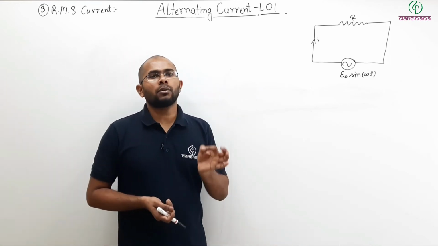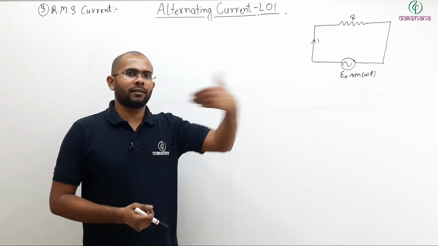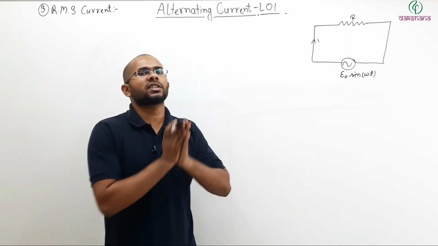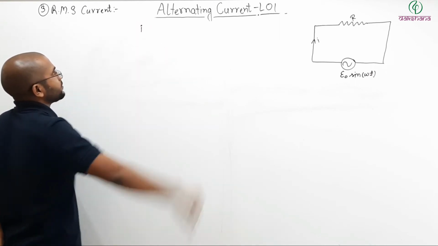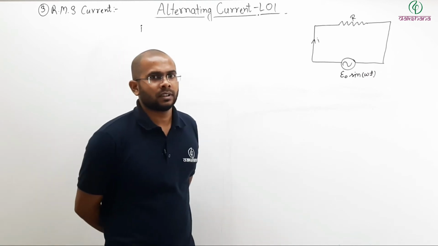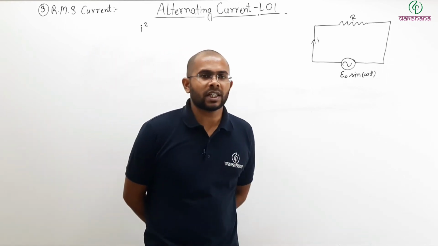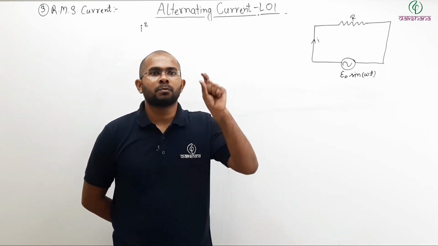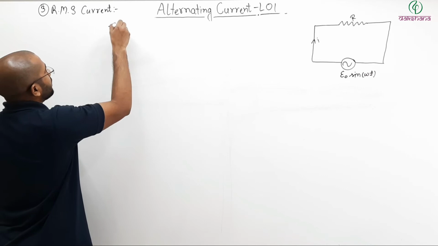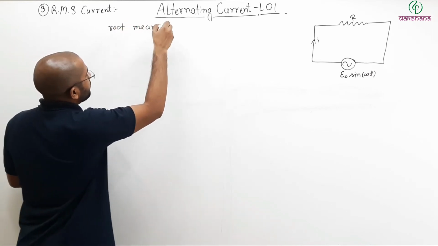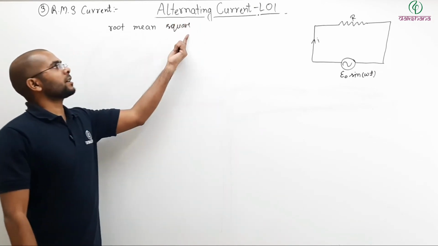So let us talk about how RMS current comes in the picture. How RMS current is related to the power supplied, that we will talk about later. But first let us talk about what the RMS current is. So let us suppose that I have a current I and I want to find the RMS. What I will do first is square. So what is RMS? Root mean square. Let us write that here. Root mean square.